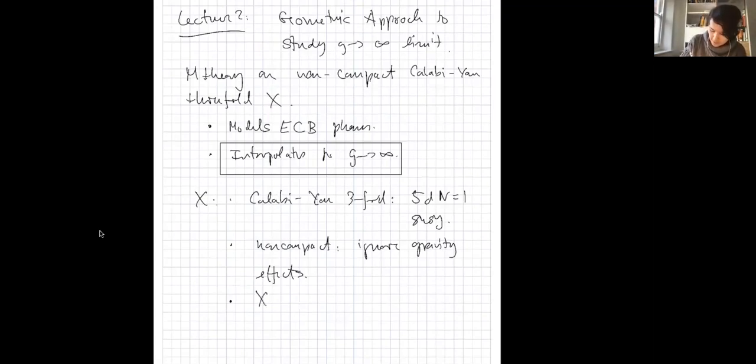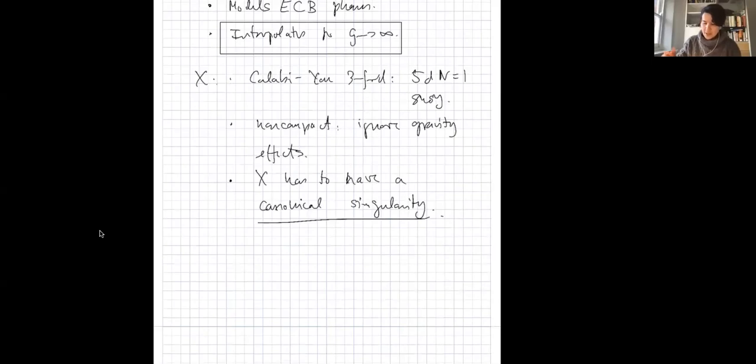we need X to have what's called a canonical singularity. And so essentially, the way you should think about these geometries is that the CFT points are some singular geometries. There are no compact cycles and there are no scales. So that's basically where the conformal field theory lives.